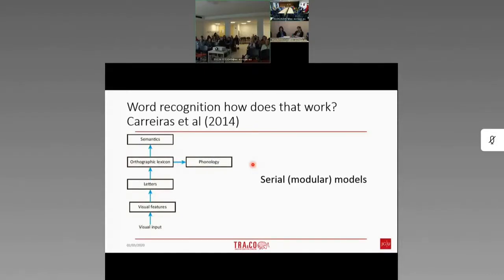So the models that try to understand how reading or word recognition works assume that we have this visual input, which is translated into visual features, which is then translated into letter information, which finally gets access to the orthographic lexicon. And once we have orthography, we have phonology, and then we have semantics, so the meaning you've understood. So this model is serial in the sense that you go from bottom to top, and once one process is finished, you move on to the next.